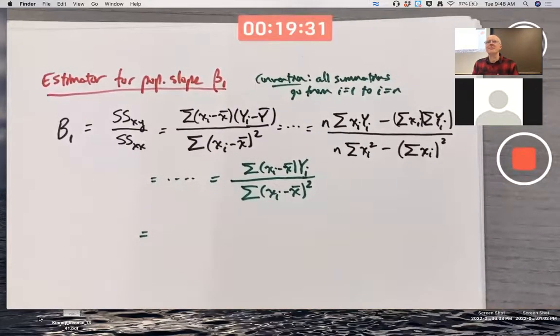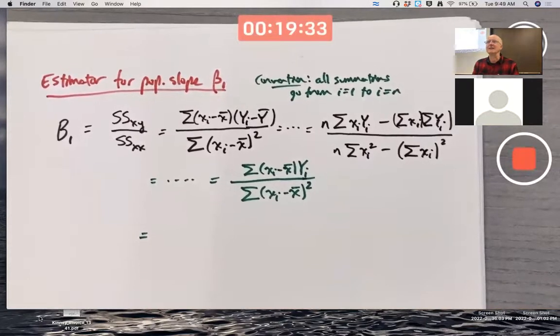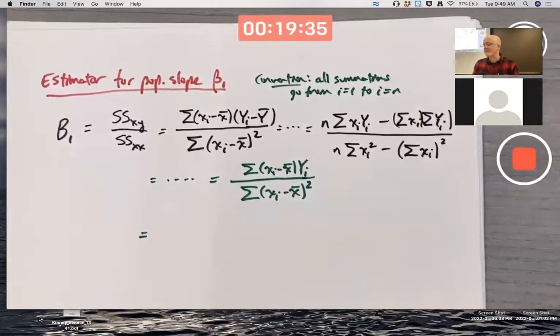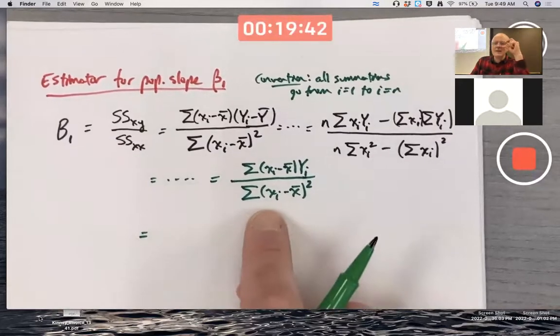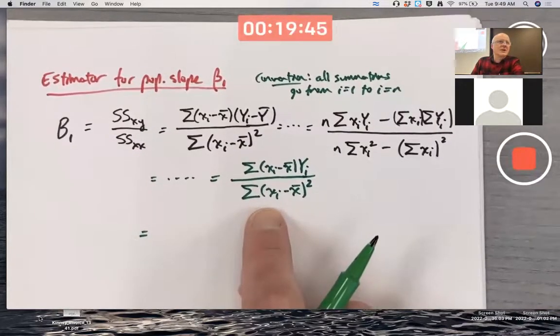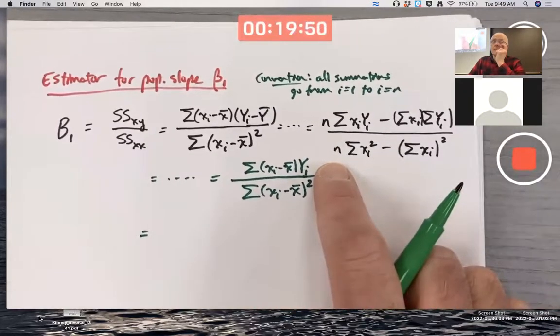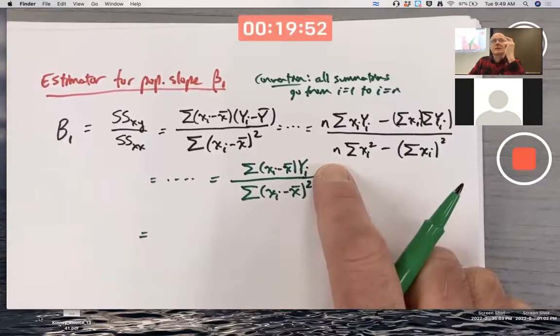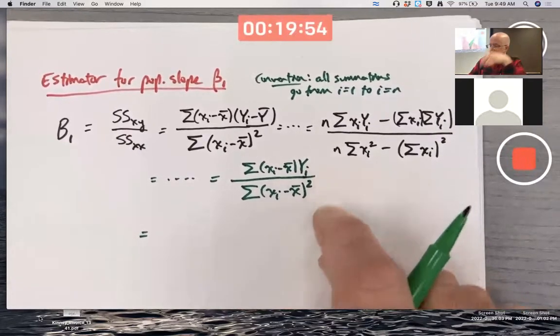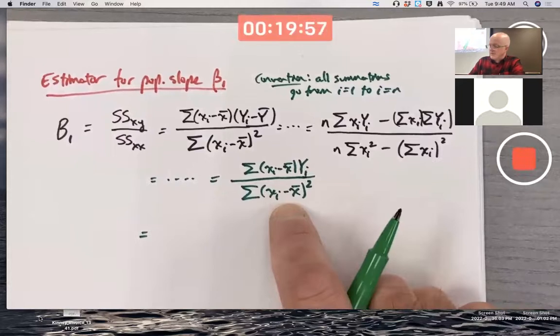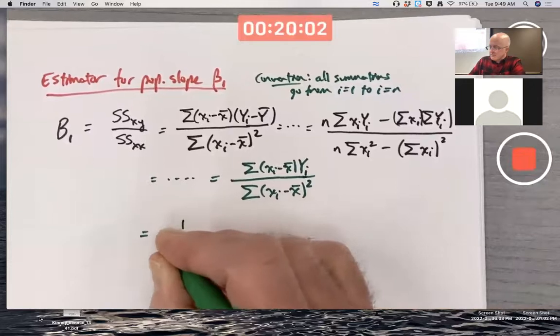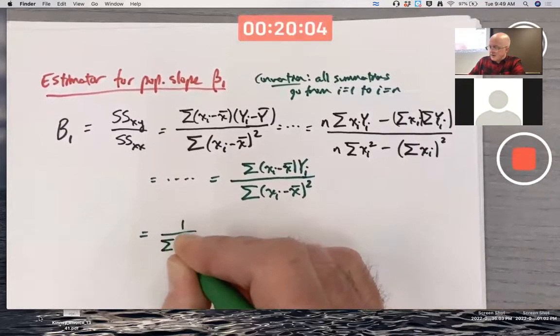I'm about to do some more rewriting of this, in a way that's a little strange, but still valid. You know, this thing in the bottom of this fraction is just a number. It's not a random variable. The thing in the numerator is a random variable, right? The x's are fixed, the y's are random variables. But that's a number. I'm dividing by that number. That's the same as multiplying by its reciprocal. I could bring it out front like this.